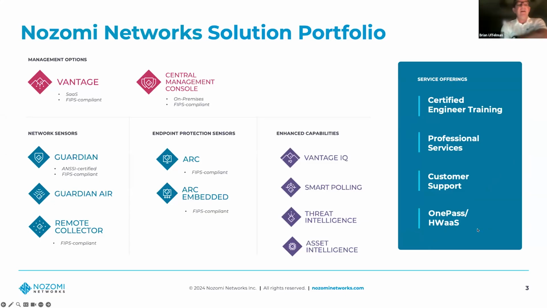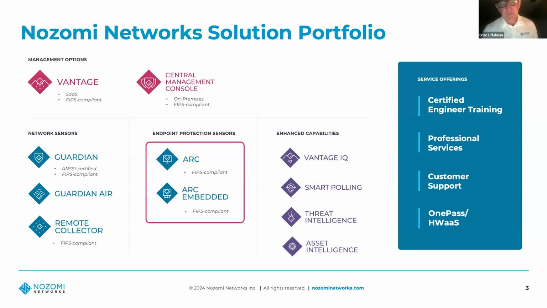We're going to start off with a networks solution portfolio overview, which Gabriele is going to walk us through. For sure. So we started about 11 years ago with our foundation product that is called Guardian, our first sensor. During time, we have added more sensors, and Arc and Arc Embedded are two of those new sensors. We got Guardian Air, which is the first OT IoT wireless sensor. We got remote collector, and then as well as we have several add-ons to our solution: Vantage IQ, Smart Polling, Threat Intelligence, and Asset Intelligence.